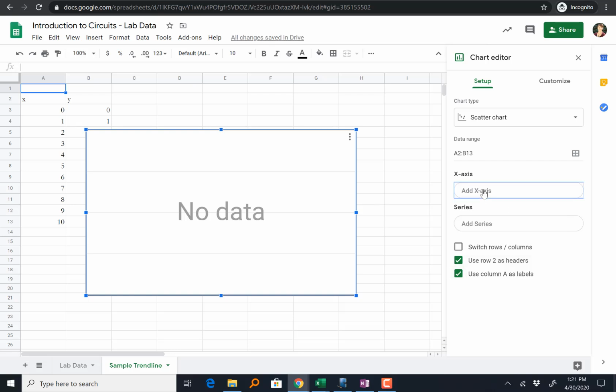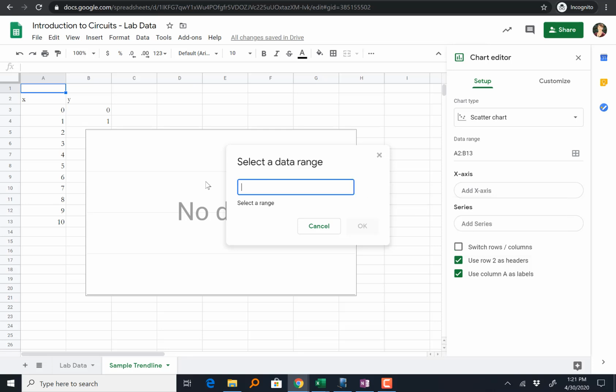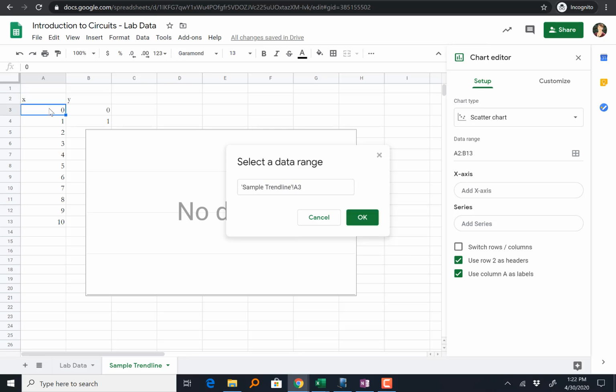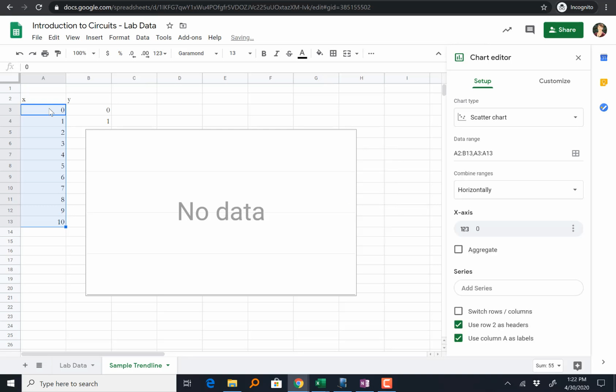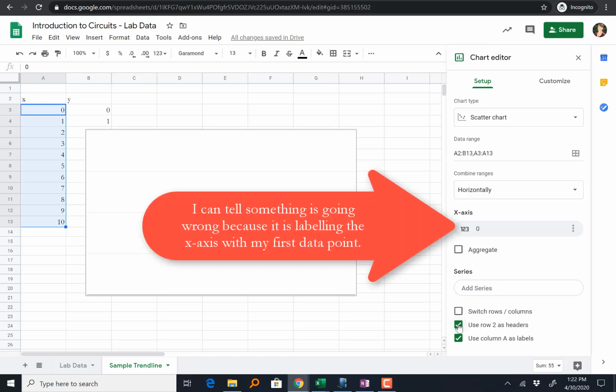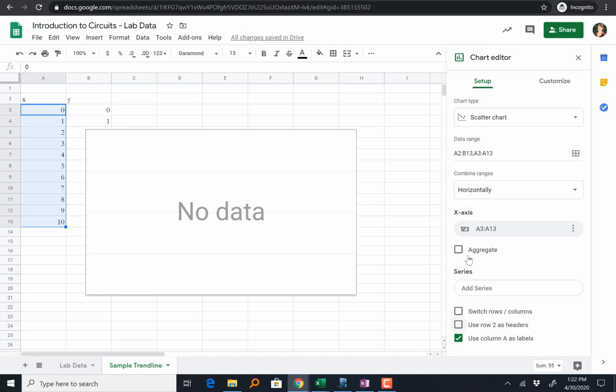Okay, so add the x-axis, right? So in this case, I want my x-axis to be my x data. So I need to select a data range. So I've highlighted this. I'm going to go over to x, and I'm going to highlight the data by holding down Shift, or you can use your mouse to just drag that down. And I got A3 through A13, and that's correct. Okay, except that it's using the first row as a header, which I don't want. There we go.